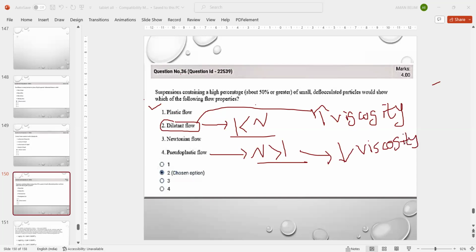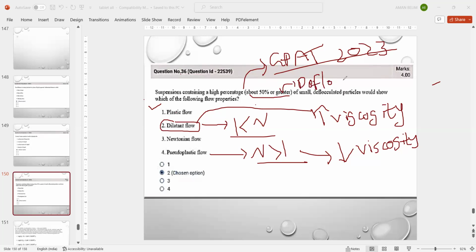And MCQs from this portion, right? Dilatant, pseudoplastic, plastic, many MCQs have been asked in previous year GPAT question papers, and this question is from the GPAT 2023. So simply, if a high percentage of solid is present in your suspension, dilatant flow is observed in the deflocculated suspension.